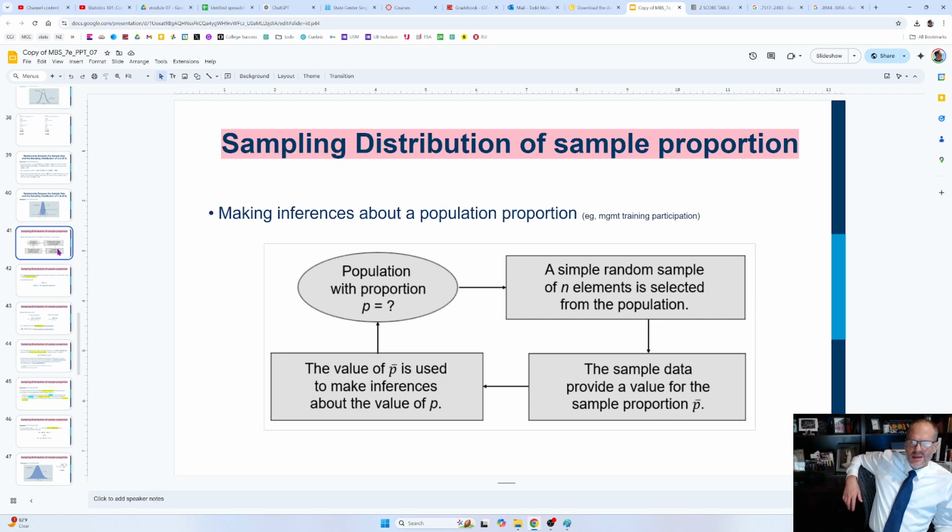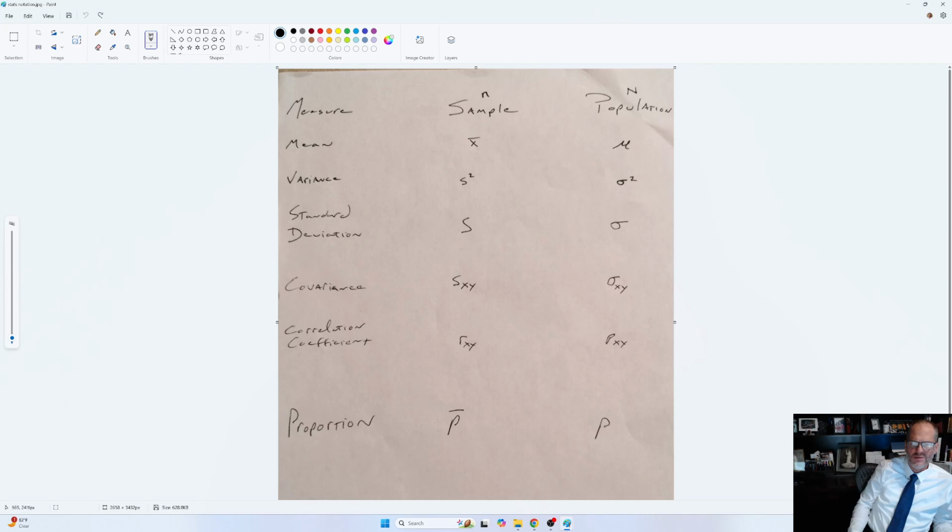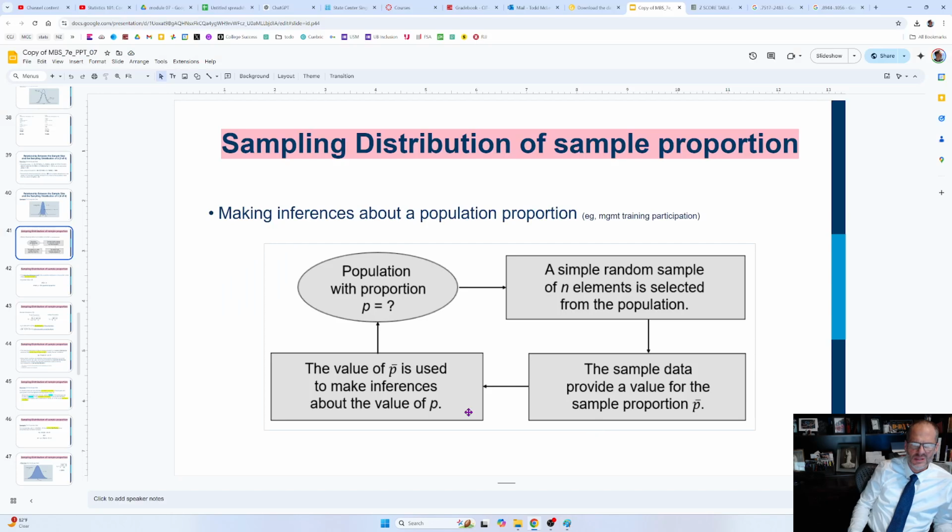So here's the same thing about statistical inference. We don't know what the population proportion is, and we're going to see a little bit of nuttiness about this in a second. But a simple random sample of n elements is selected from the population. The sample data provide a value for the sample proportion, like 14 out of 74 people like movies. And then the value of the sample proportion is used to make inferences about the value of the population proportion. Here is the notation for the sample proportion, and that's the notation for the population proportion.